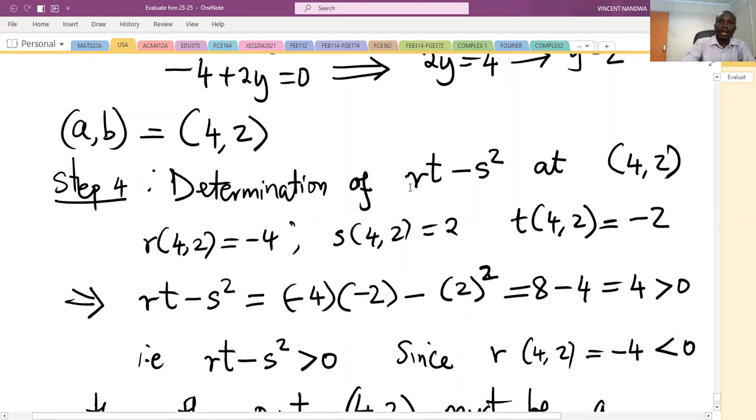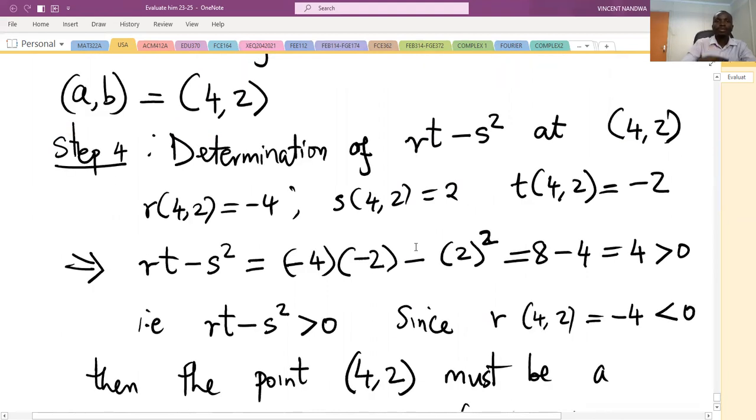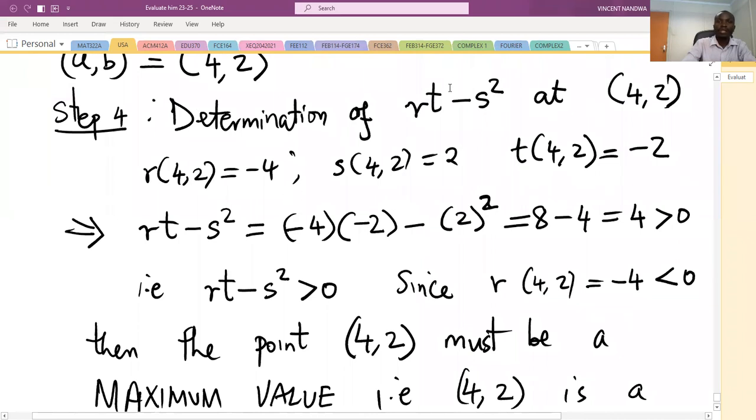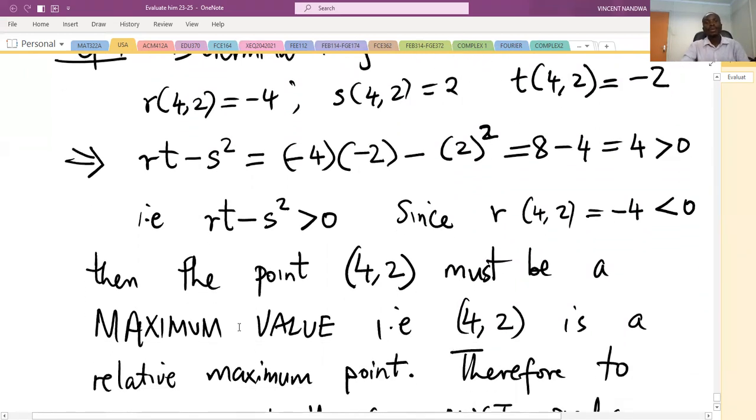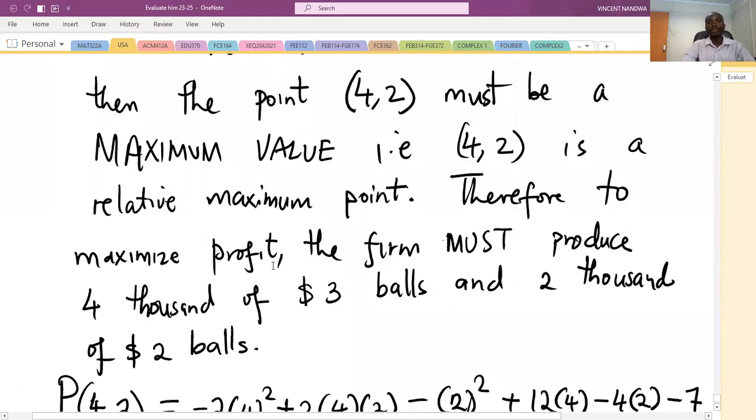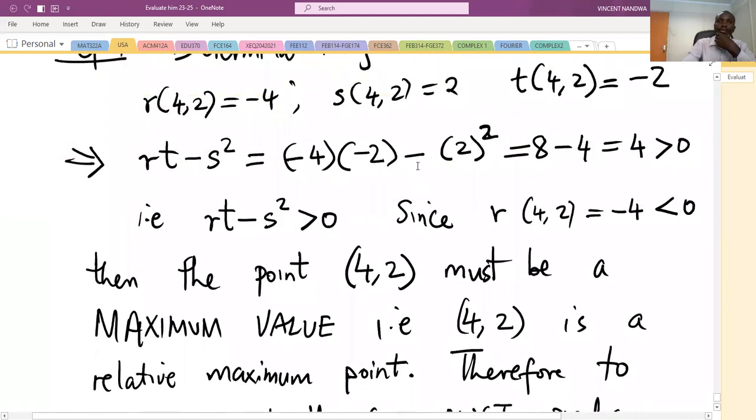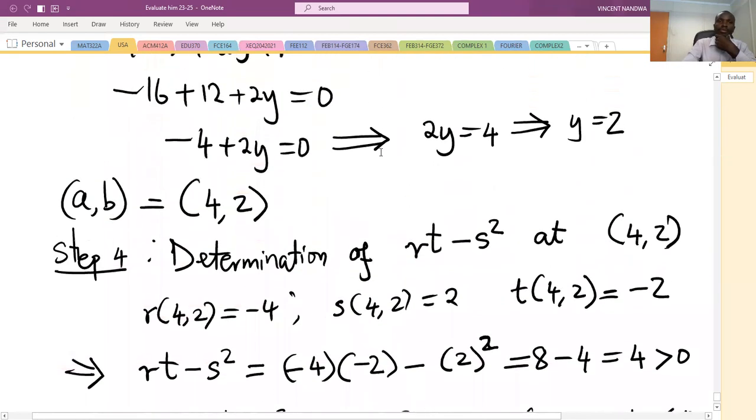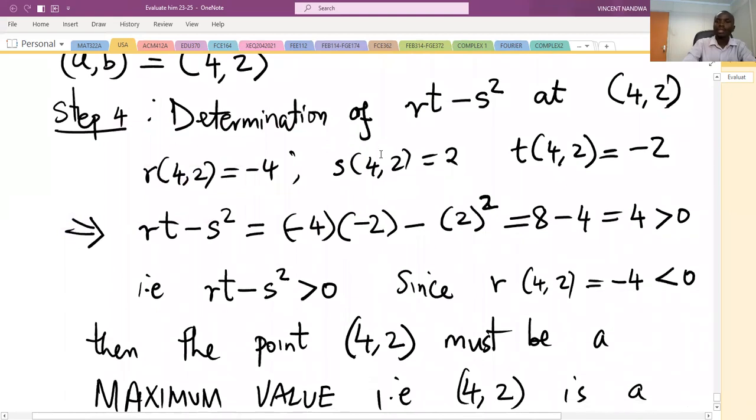And then define the quantity RT minus S squared at that critical point. And then if it is positive, it means that you have an extremum. So using the value of R and the value of this difference, you will be able to determine whether you are having a maximum or a minimum value. With that analysis, you should now be able to get the exact profit value by replacing the values you obtained as your critical points into the profit function. And so this is how we solve the problem.